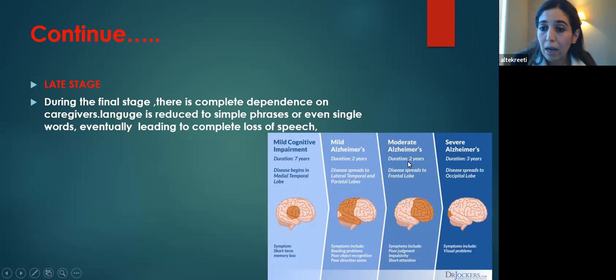Moderate Alzheimer's takes 2 years. The disease spreads to the frontal lobe. The symptoms include poor judgment and impulsivity with short attention. After 7 and 2 and 2 years, that is about 10 years, the patient suffers from severe Alzheimer's. It takes 3 years. The disease spreads to the occipital lobe, and the problem will affect vision. So this is the late and severe Alzheimer's stage.